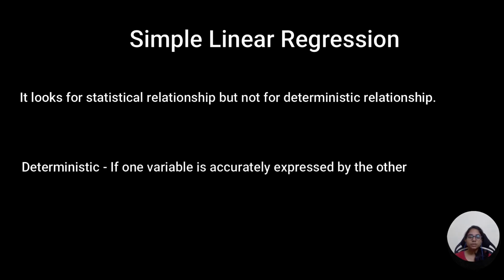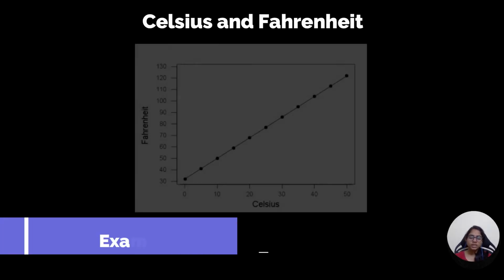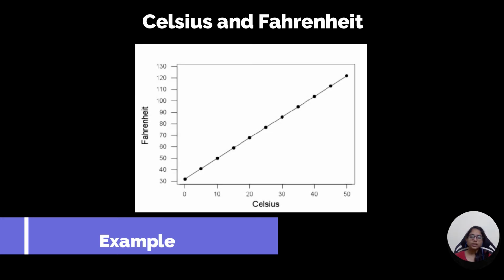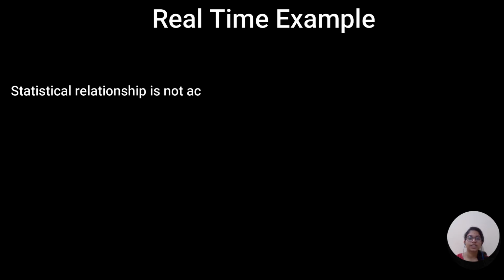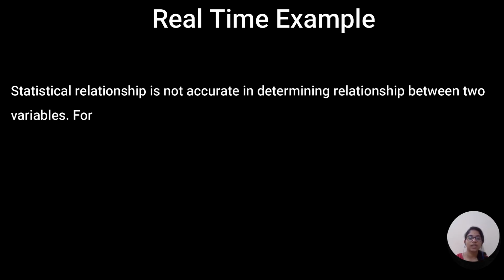A relation between two variables is said to be deterministic if one variable can be accurately expressed by the other. For example, using temperature in degrees Celsius it is possible to accurately predict Fahrenheit. A statistical relation is not accurate in determining the relation between two variables, for example, the relation between height and weight.